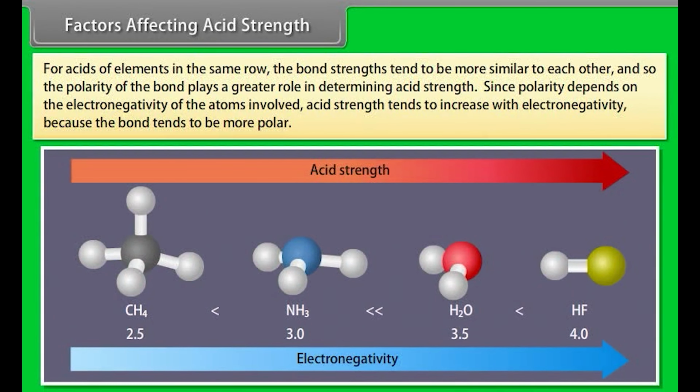For acids of elements in the same row, the bond strength tend to be more similar to each other, and so the polarity of the bond plays a greater role in determining acid strength. Since polarity depends on the electronegativity of the atoms involved, acid strength tends to increase with electronegativity because the bond tends to be more polar.